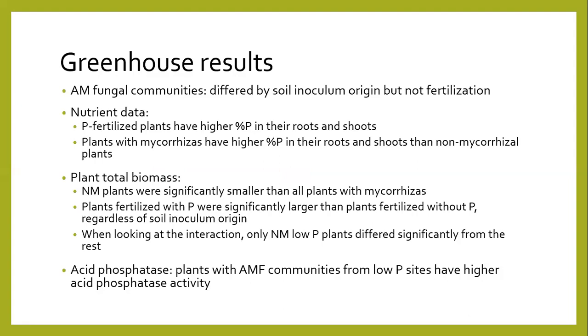So to summarize these results in the greenhouse, we saw that AM fungal communities differed by soil inoculum origin, but not by fertilization. P fertilized plants had a higher P concentration, and plants with mycorrhizas had higher P concentration than non-mycorrhizal plants. In terms of biomass, non-mycorrhizal plants were significantly smaller than all plants with mycorrhizas. Plants fertilized with phosphorus were significantly larger than plants fertilized without phosphorus, regardless of soil inoculum origin. And when looking at the interaction, only non-mycorrhizal low phosphorus plants differed significantly from the rest. And then finally, for acid phosphatase, plants with AM fungal communities from low phosphorus sites had higher acid phosphatase activity.